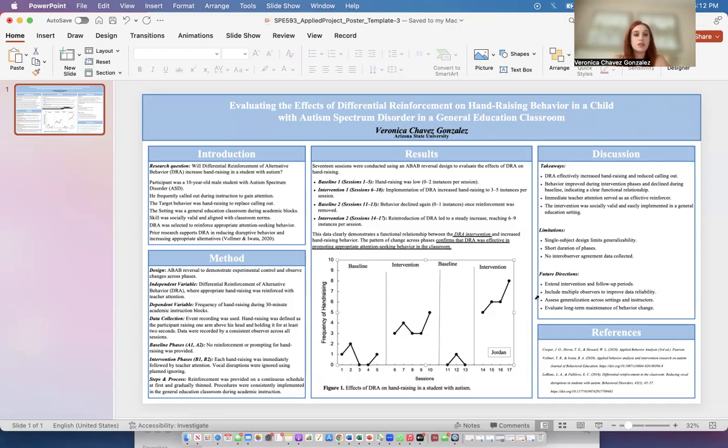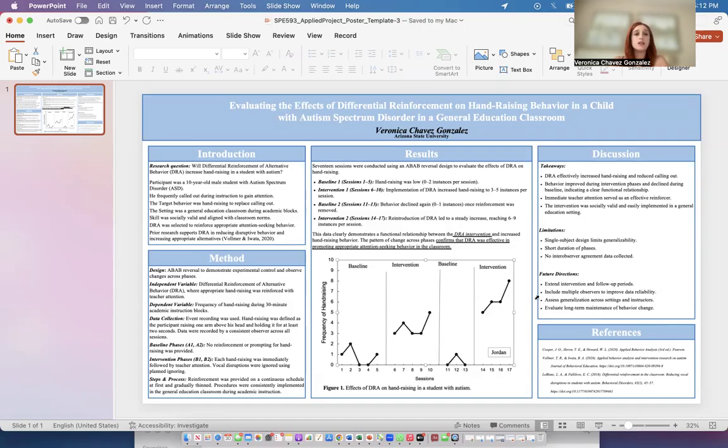DRA was effective in increasing appropriate attention-seeking behavior and reducing disruptions. The procedure overall was very easy to implement and was socially valid in a classroom setting. However, I did have some limitations, such as because I only had a single participant and short phases, I had no inter-observer agreement. Hence, if I were to do this project again in the future, I would like to use multiple observers, as well as extend phase lengths and assess generalization and maintenance across settings.